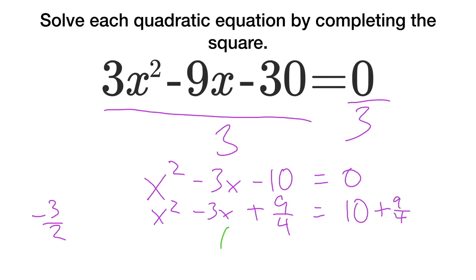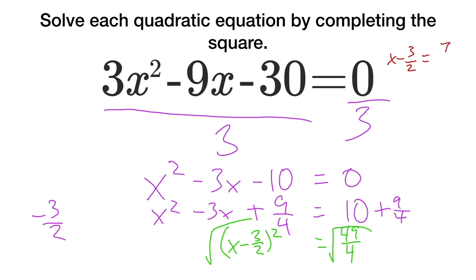All right, let's talk about our factoring. This becomes x minus 3/2 squared, and that's going to equal 49 over 4 when we work out what 10 is, because 10 is 40 over 4. So then I square root. So let's see. Our first answer is going to be x minus 3/2 equals 7 over 2. And I would add 3/2, meaning 10 over 2 or 5.